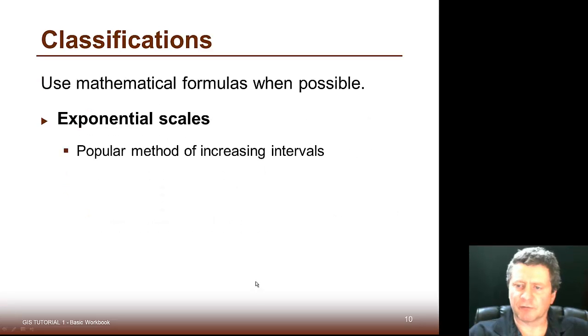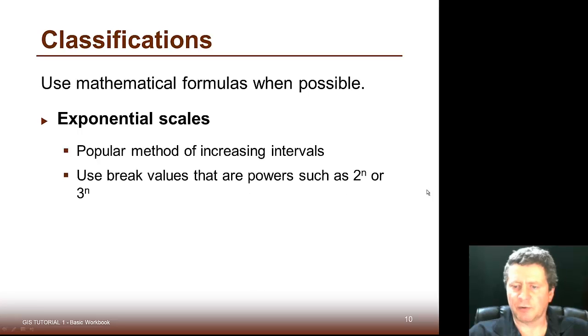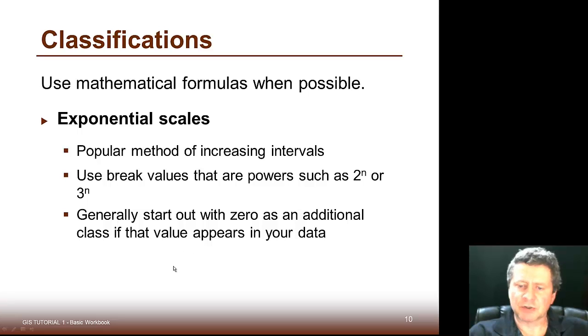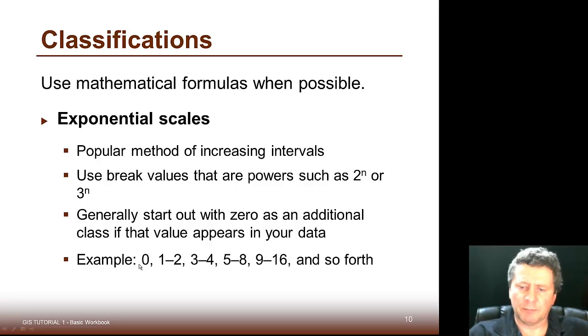So exponentially, what you can do is have increasing intervals. In other words, you start out close to 0 and your intervals are close together, and then as you get larger or further away from 0, the intervals are much larger. So here we have 0 to 1, and you got 1, 2, and then here 5, 8, and 9, 16, and so on. So the intervals get larger as you move away.